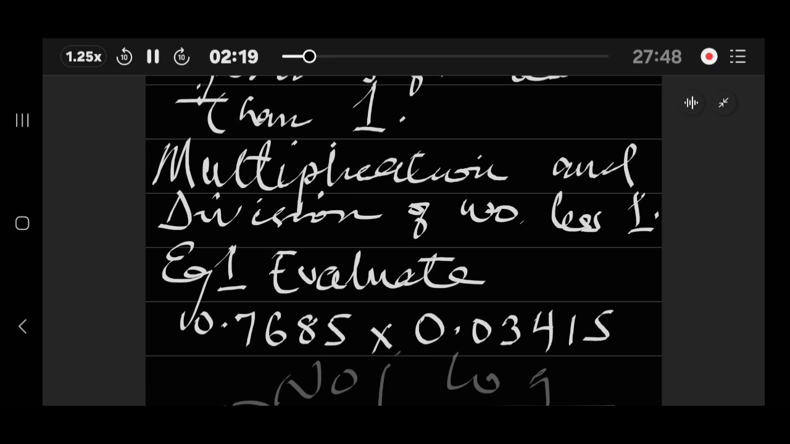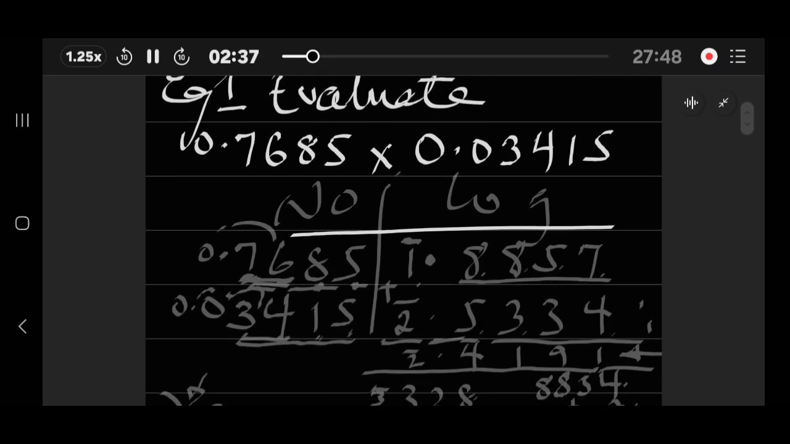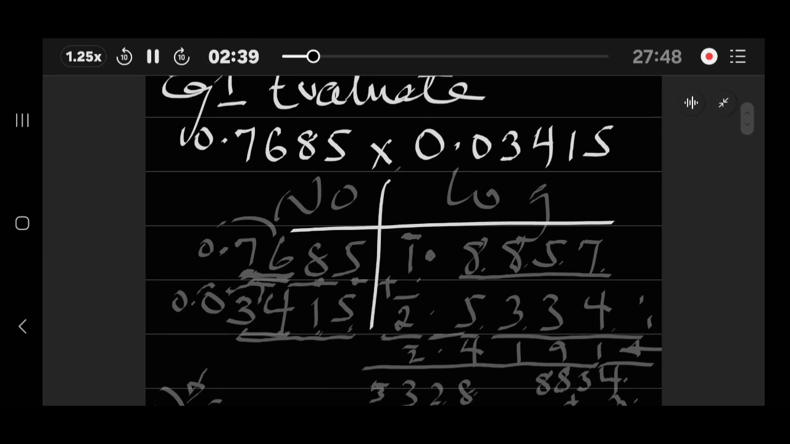Please, I want you to pay close attention to this. If you are to evaluate numbers less than 1, and you already know what I mean by numbers less than 1, any number that has to do with 0 point is a number less than 1. We will arrange the table for our work where we have numbers here, we have the logarithms here. The first number we have there is 0.7685.